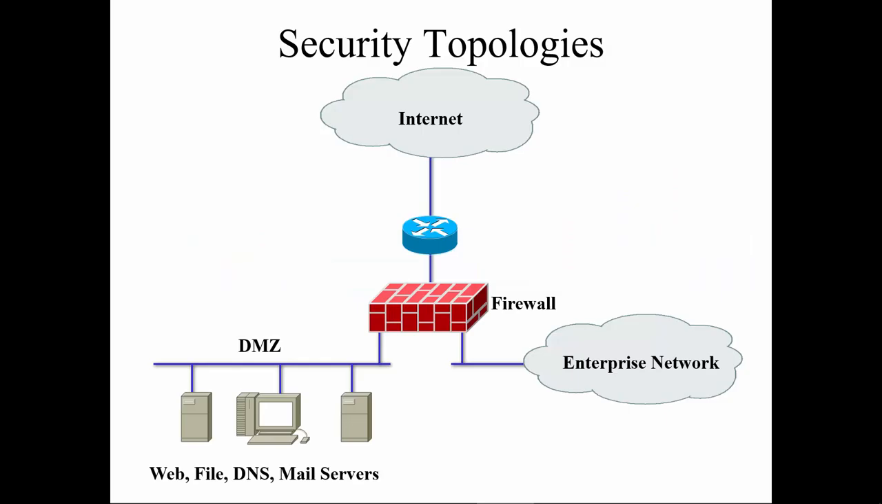Our DMZ is tied off of our firewall, and that's its own little branch. It's just like the rest of our enterprise network. And even here, there may be a dual firewall put in place. So there could be a firewall in between the router and the internet, then the router, then another firewall between the DMZ and the internet. Cisco loves to put firewalls in very key areas.